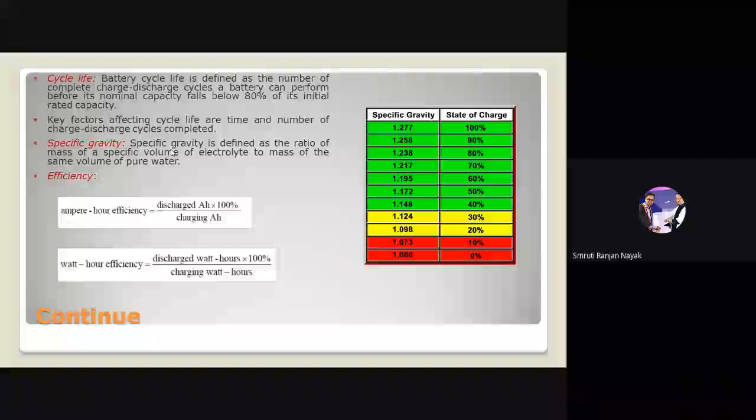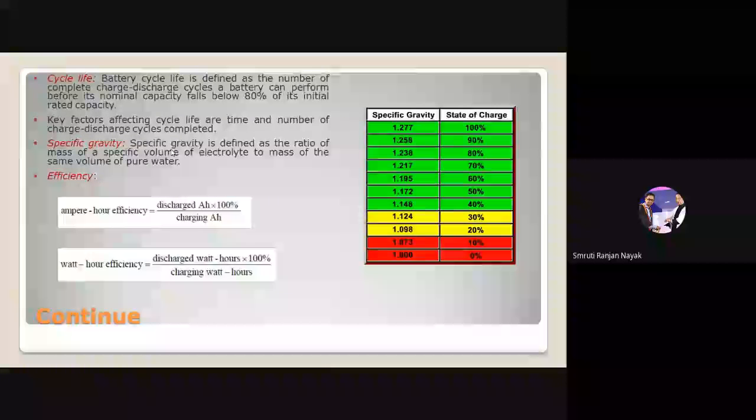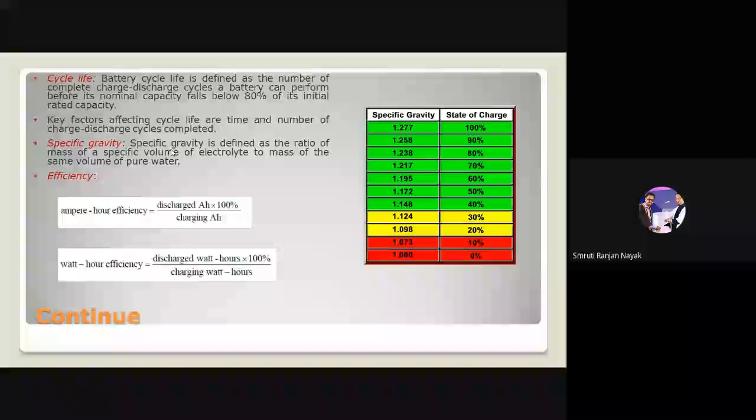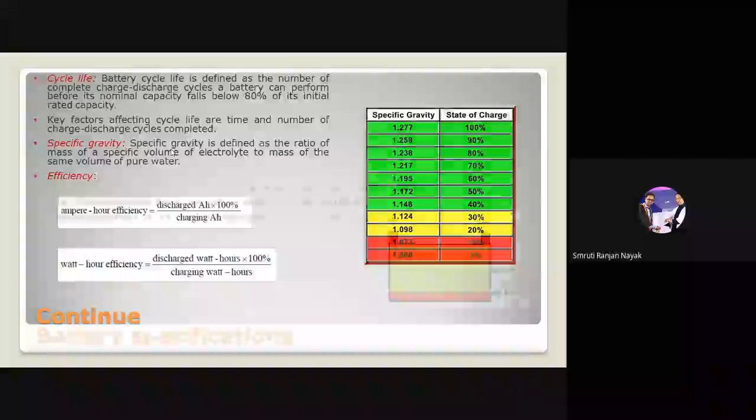If the volume is less, then definitely it will affect the specific gravity of the battery. Then efficiency. We can calculate efficiency in ampere hour and also in watt hour. Ampere hour efficiency is discharged ampere hour times 100% divided by charging ampere hour. For watt hour, it is discharge watt hour divided by charging watt hour times 100%. This is the exact formula for the efficiency of the battery.